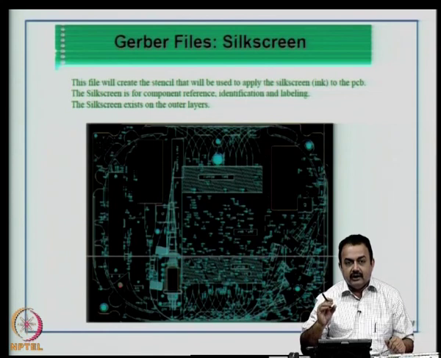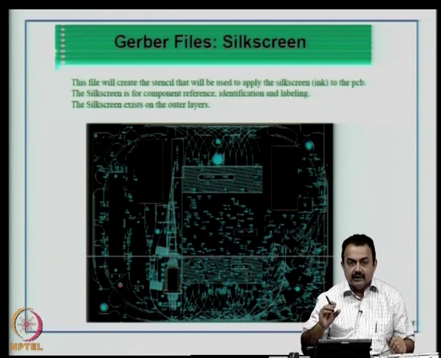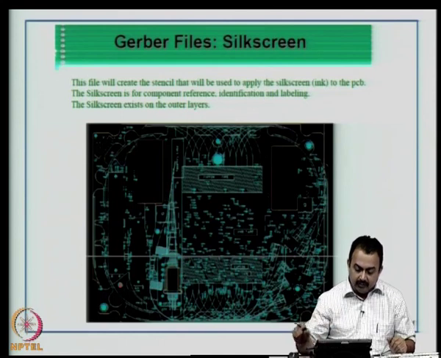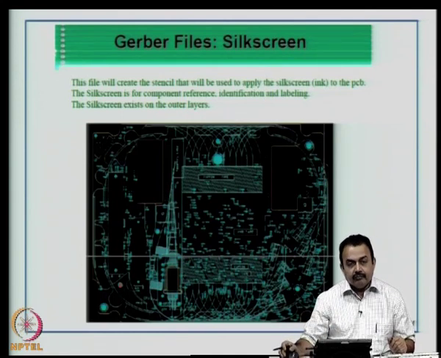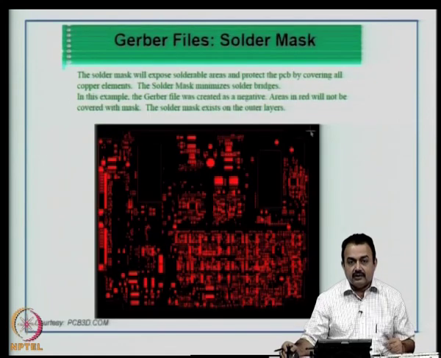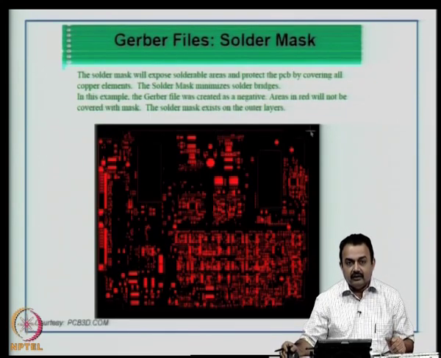So, this is basically text information that will tell you where the component is located or needs to be placed, identification of a component and proper labeling of the PCB. So, this silk screen legend text exists on the outer layers. You do not have to do it for the inner layers, because there is no component in the inner layers.